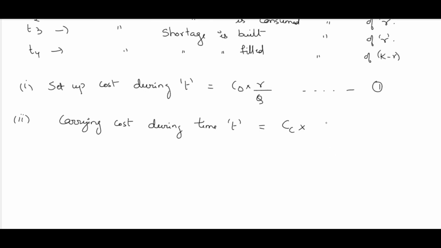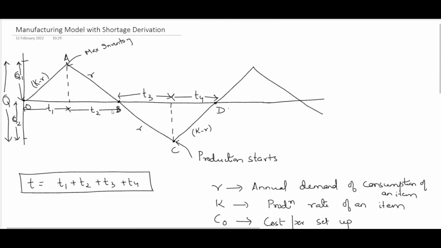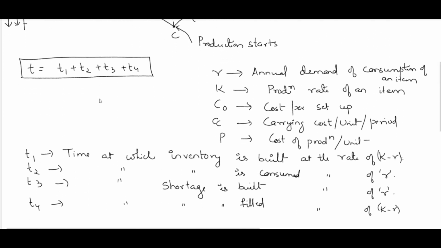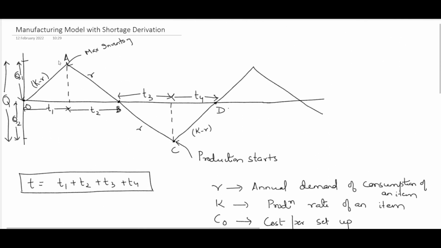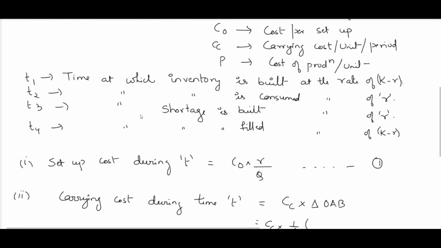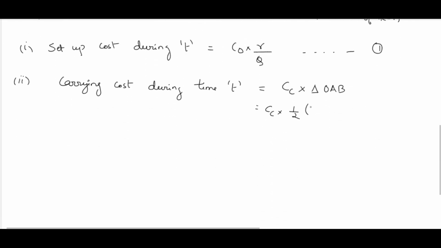So total inventory into the inventory carrying cost per unit. The total inventory quantity is given by triangle OAB. So it is CC into half of base into height. The base is T1 plus T2, and the height is the maximum inventory, which is our Q1. So half of T1 plus T2 into height Q1.